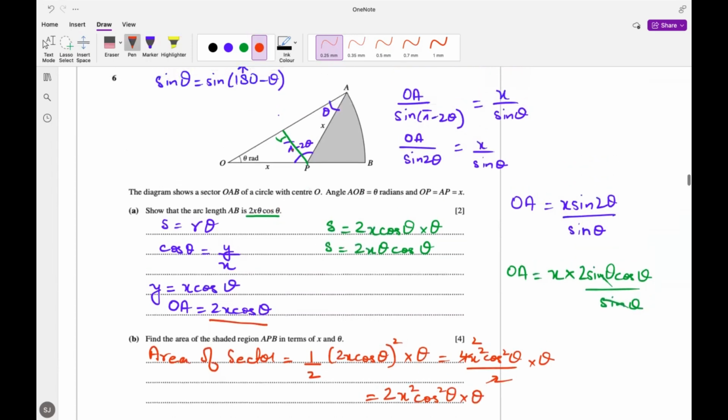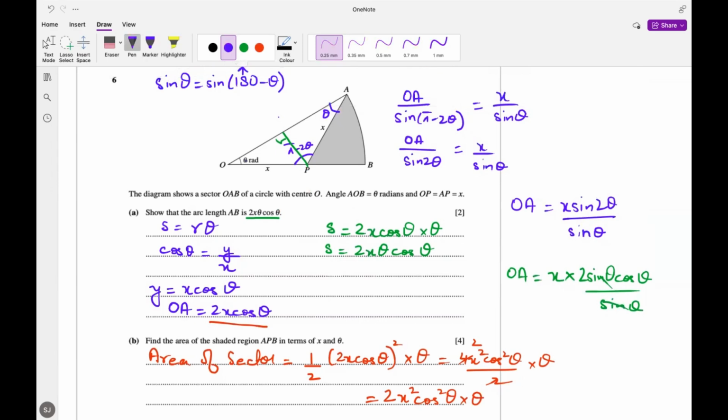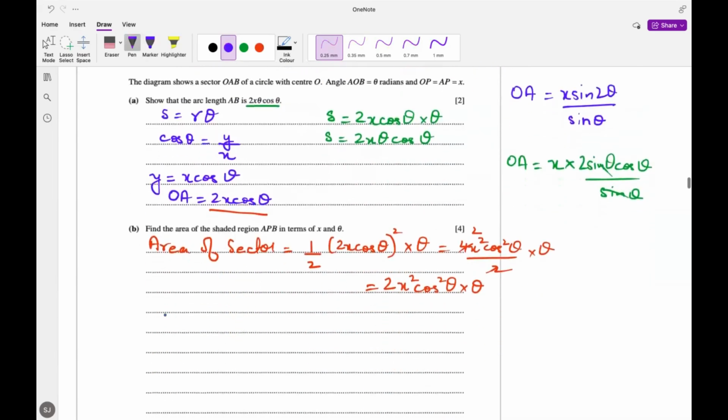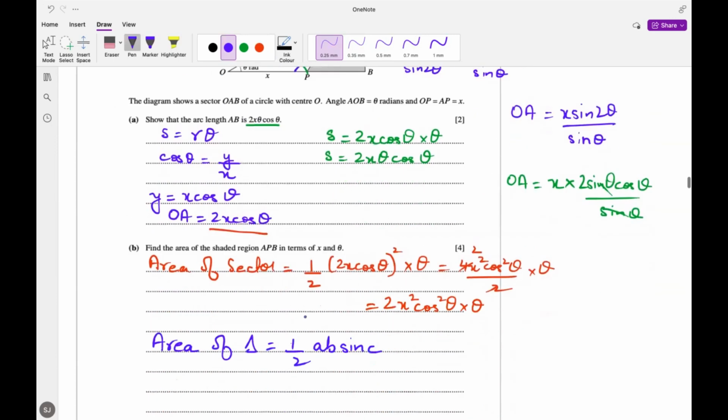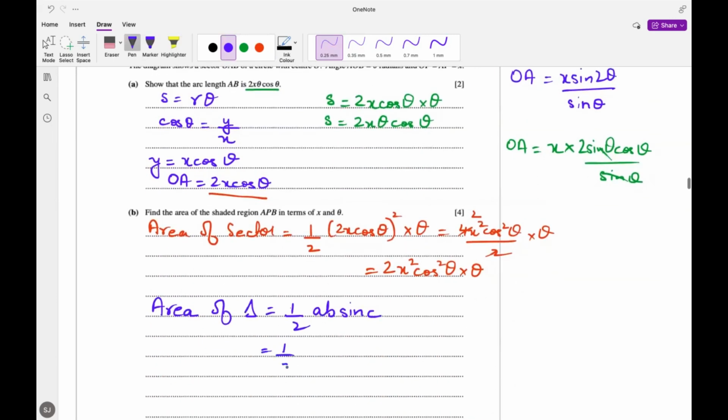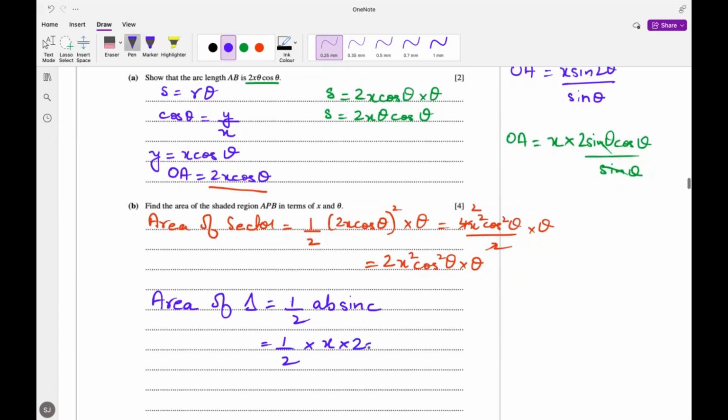To find the area of the triangle, we can use the formula for the area of a triangle, which is half AB sine C. So area of triangle will be equal to half AB sine of C. We can take these two lengths, OA and OP, and the angle as theta. So half into one of the lengths is x, and OA is 2x cos theta multiplied by sine theta.